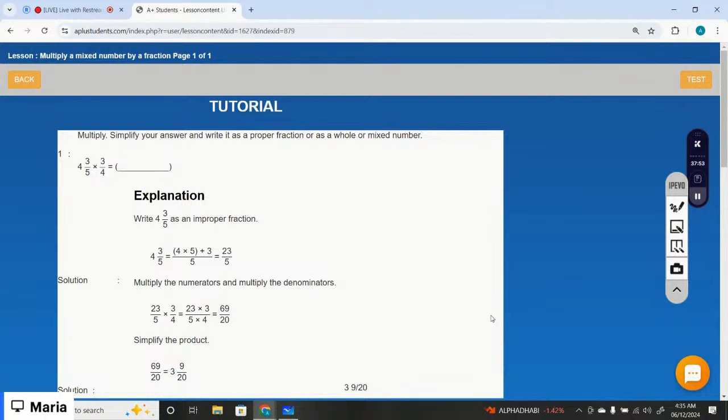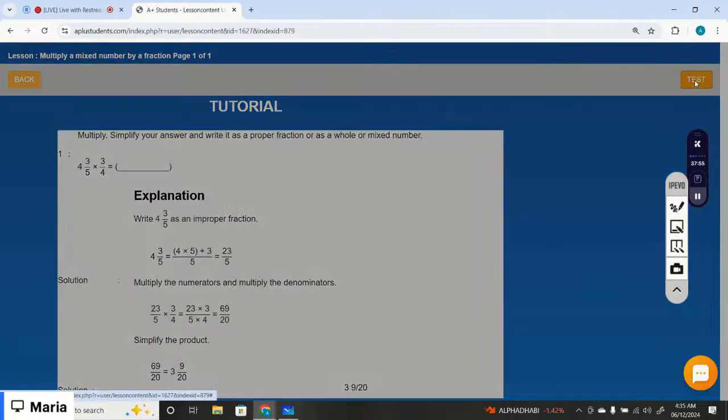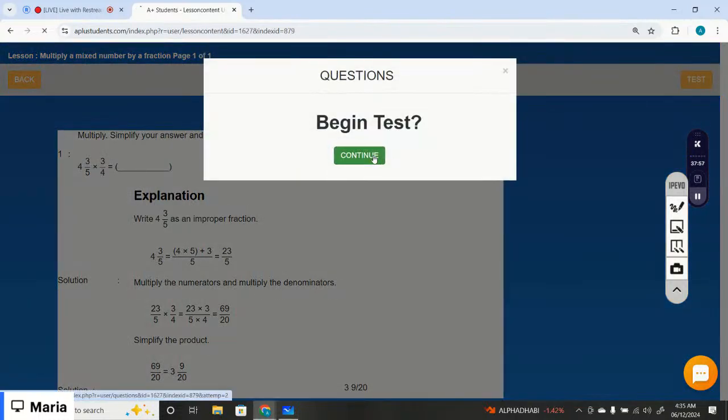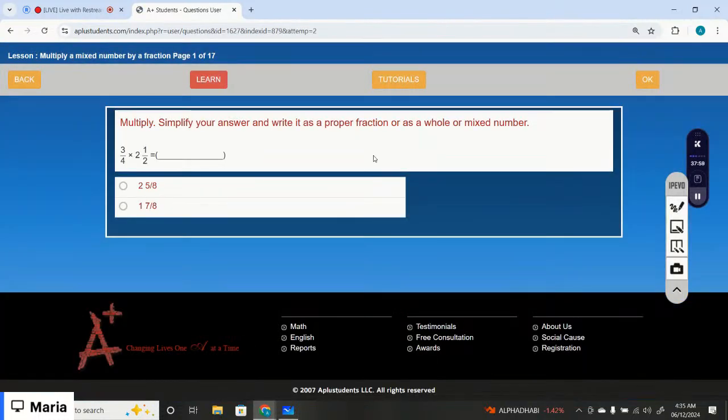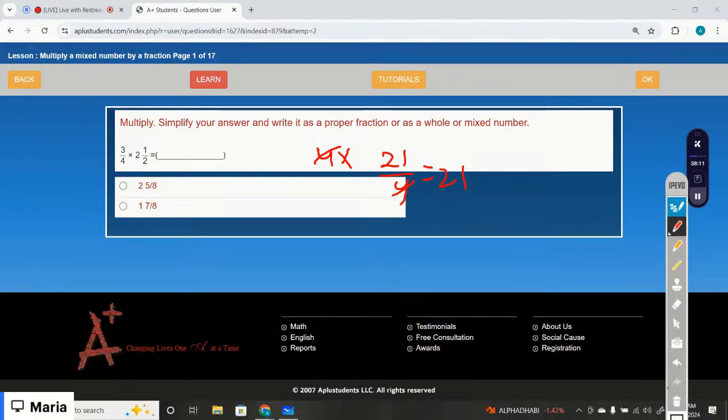So let's just start with the test questions. 3 by 4 times 2 whole 1 over 2. So let's just multiply. You have to do the same thing we just did in our earlier lesson. Convert the mixed number to an improper fraction, that is 2 times 2 is 4 and 1 is 5 over 2.